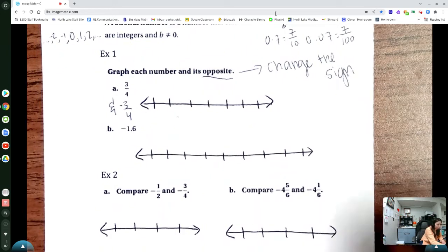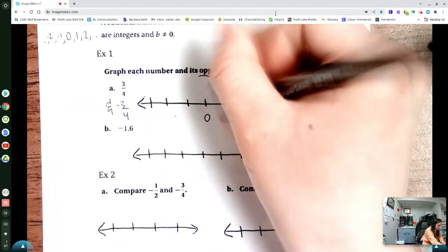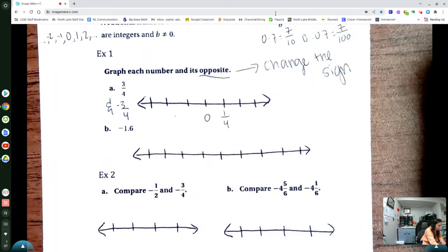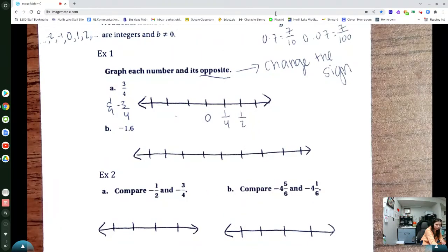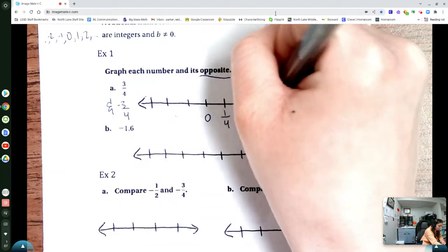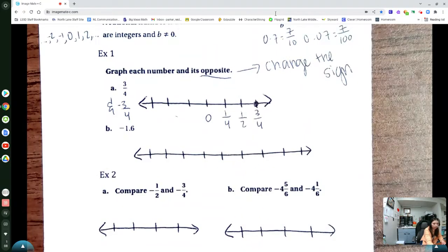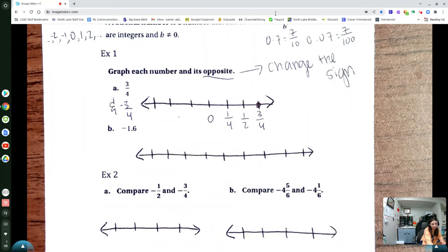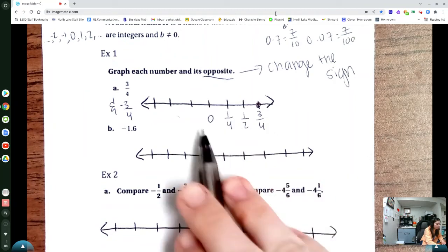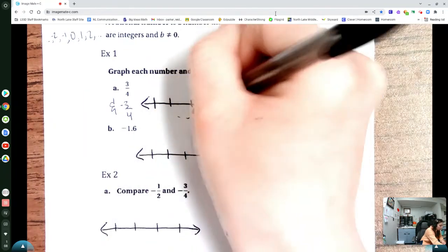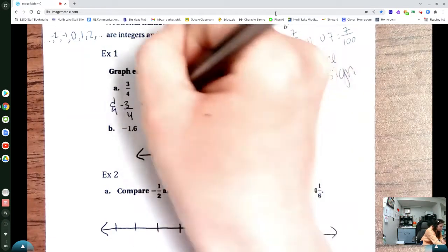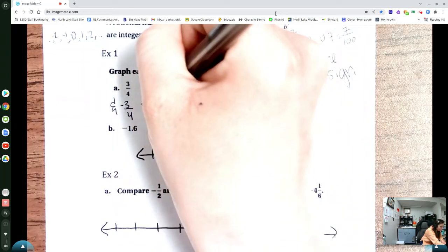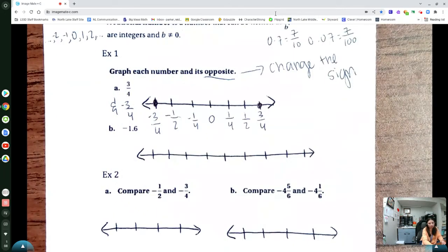Let's put 0 in the middle. To get to 3/4, I'm going to count by 1/4 for each little segment. So the first is 1/4. The next would be 2/4, but 2/4 can actually be simplified to be 1/2. And the last one would be 3/4. That's where I'm going to graph my number. And now I'll graph its opposite. I just need to copy these numbers down, but the negative versions. So -1/4, -1/2, which is the same as -2/4, and -3/4. And that's where we want our other point. 3/4 and -3/4.